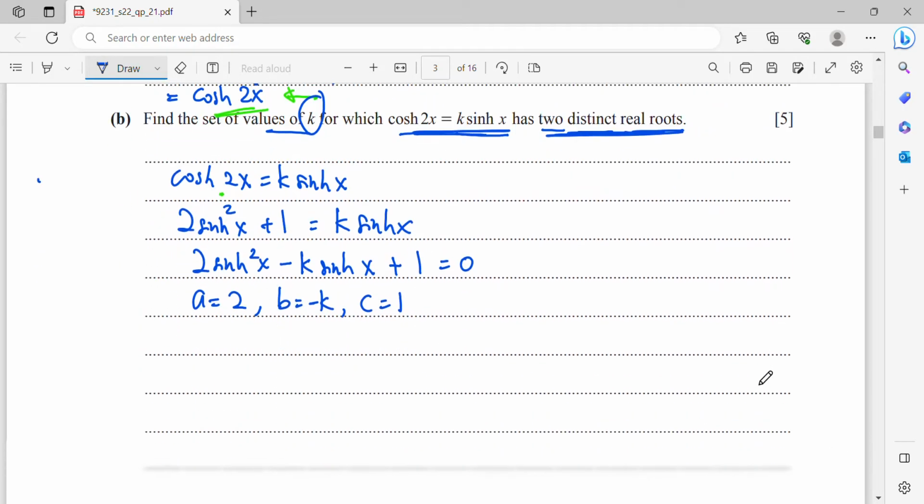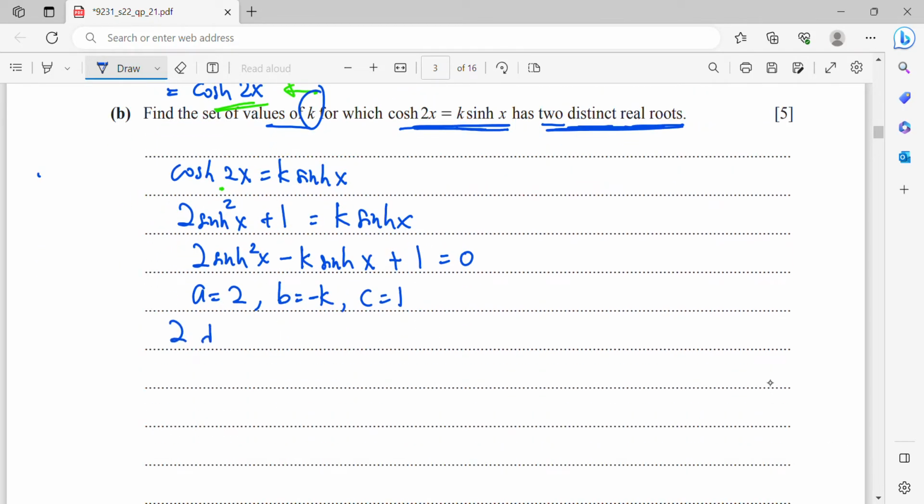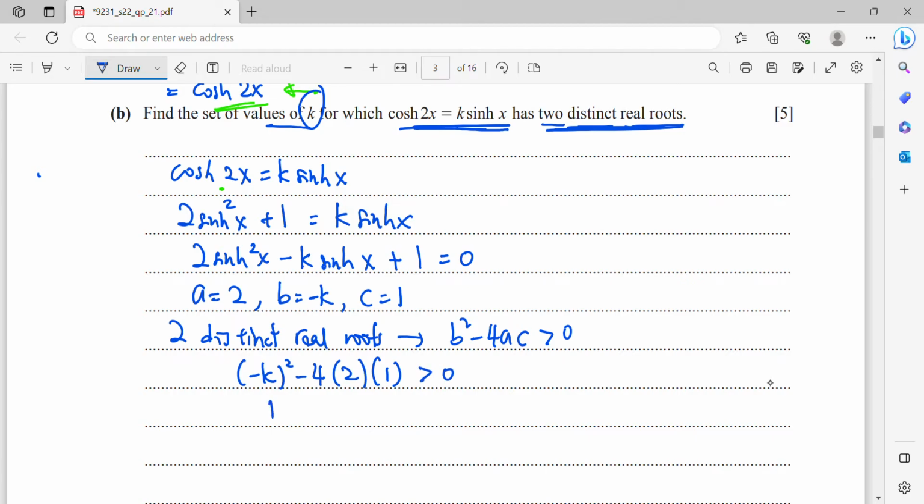So now since two distinct real roots, that means b squared minus 4ac is greater than 0. So now replace it. B is minus k, square it, minus 4, my a is 2, my c is 1, then greater than 0. So from here, k squared minus 8 is greater than 0.